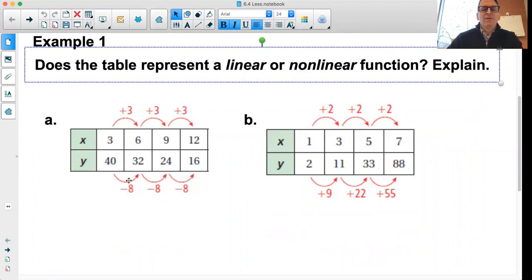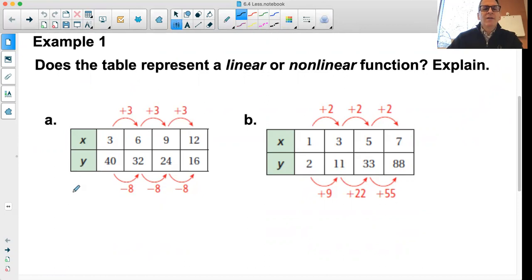So if you were to determine whether or not this is linear without graphing, you can say that it is linear. And the reason why it's linear is because it has a constant rate of change. So as X increases by 3, Y decreases by 8. So the answer is linear.